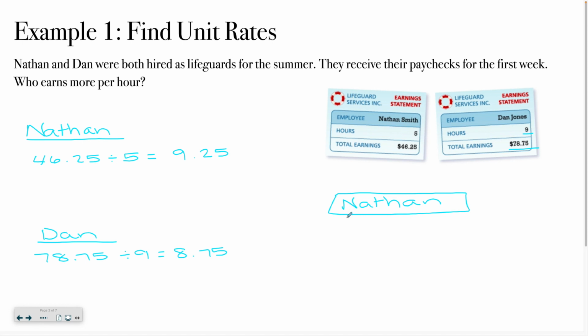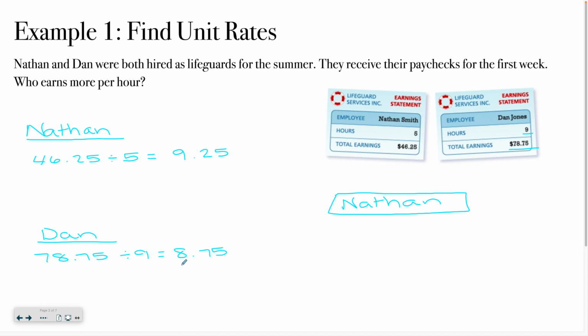Sometimes these questions will also ask who earns more per hour and by how much, or something like that. So to figure out how much more Nathan earns per hour, you would just do 9.25 minus 8.75, and that would be 0.50 or 50 cents, right? So you could say Nathan earns 50 cents per hour more, or Nathan earns 50 cents more per hour would be a bit better grammar.